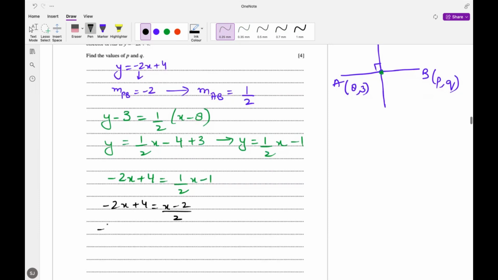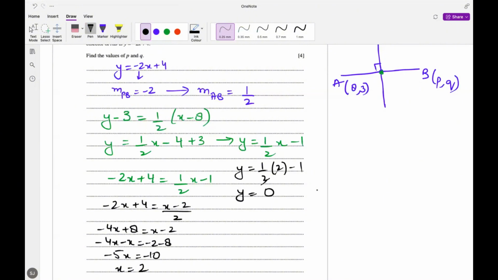Cross multiplying, we'll get minus 4x plus 8 equals x minus 2. Taking the x on this side, we'll get minus 4x minus x equals minus 2 minus 8. Minus 5x equals minus 10, and x equals positive 2. Once we have the value of x as 2, we can find the y value. Substituting x equals 2 into this equation, we get 1/2 multiplied by 2 minus 1. So the y value will be 1 minus 1, which equals 0. So (2, 0) will be the midpoint.